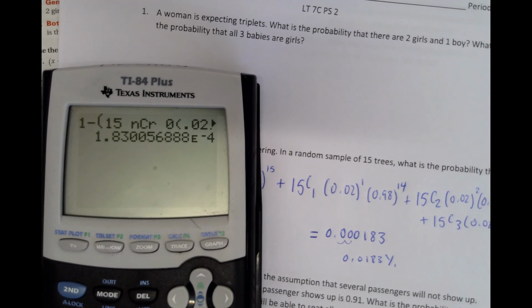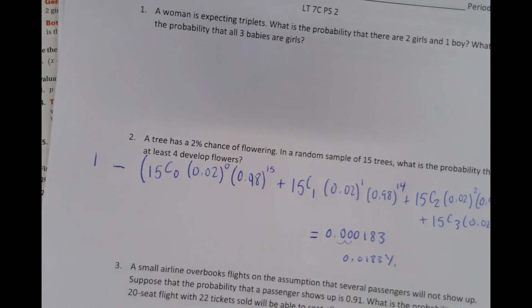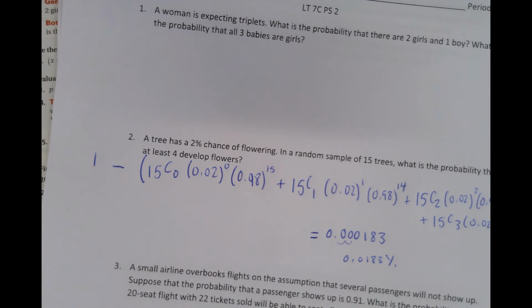And does this make sense? Well, it does make a lot of sense, because it's a really small probability to develop more than 4 flowers. It's a 2% chance to develop even 1 flower. So to develop more than 4, that's really small, right? That should be very, very small. So this makes sense.